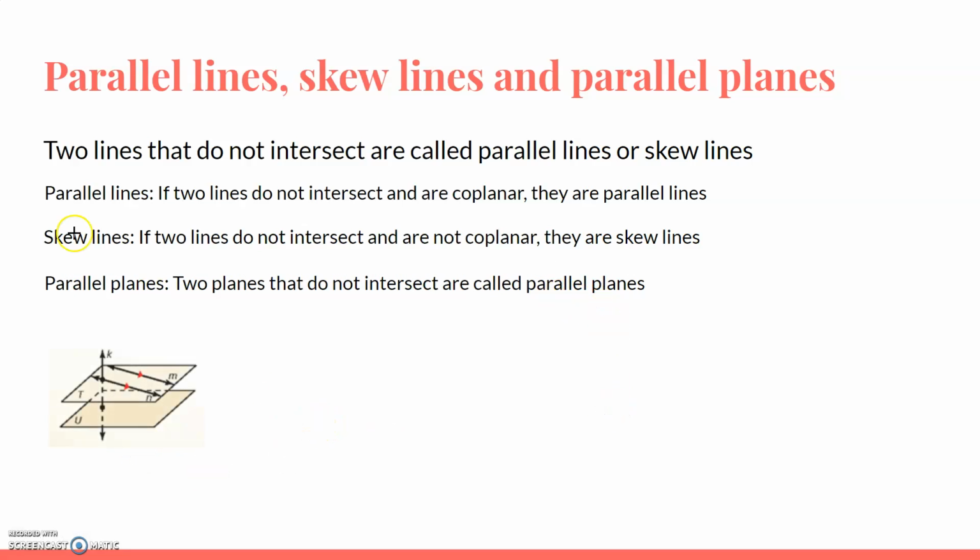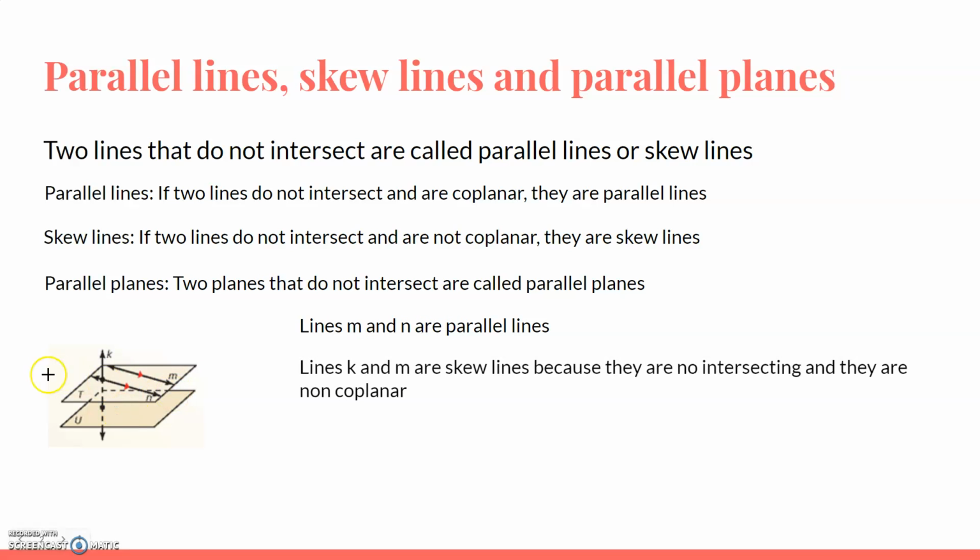In this diagram, we have examples of all three of these. Pause the video, try to find them, and come back for the right answer. Okay, so now that you're back, lines M and N are parallel lines, and lines M and K are skew lines. That's because lines M and N are coplanar and don't intersect, so they're parallel lines. Lines K and M are non-coplanar and they don't intersect, so they are skew lines. And then finally, planes T and U are parallel planes because they do not intersect.